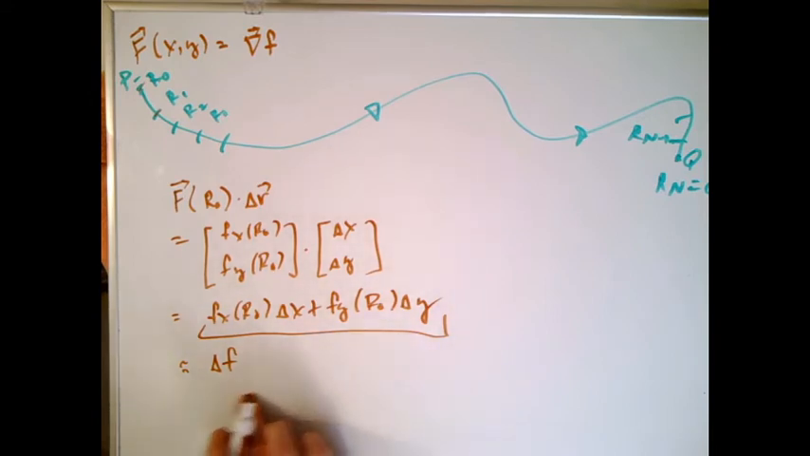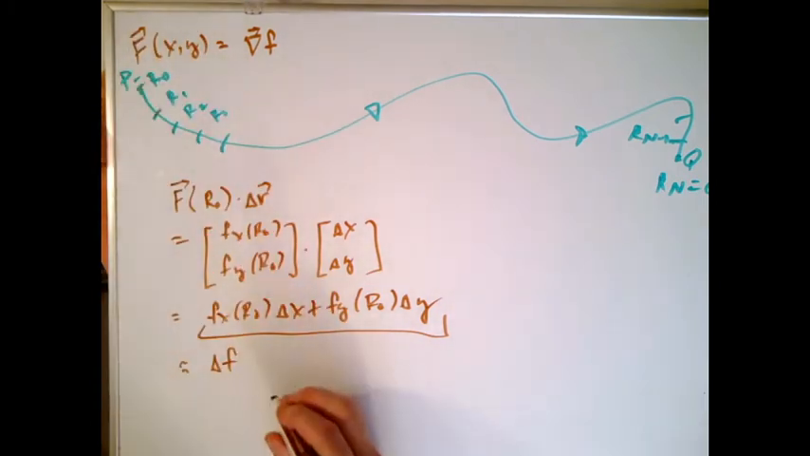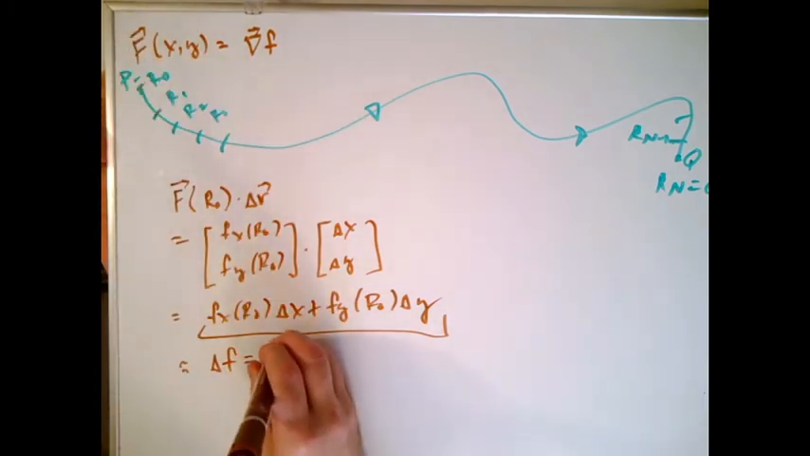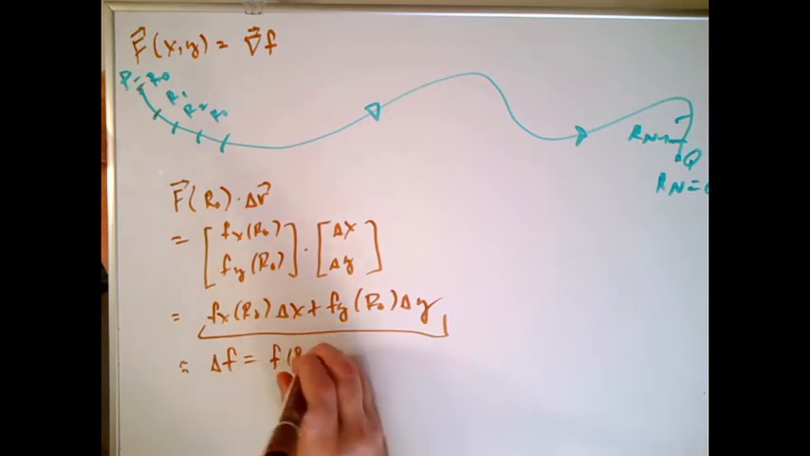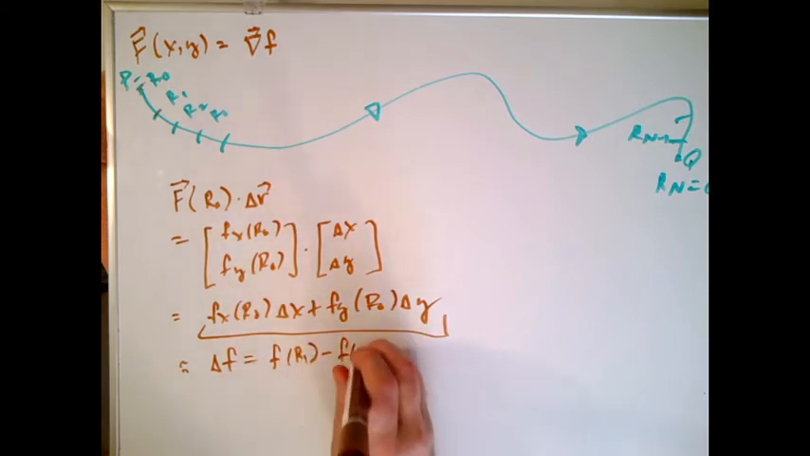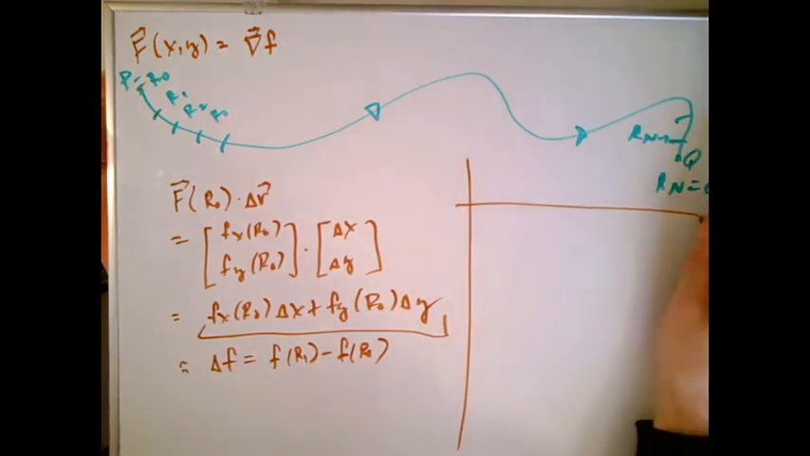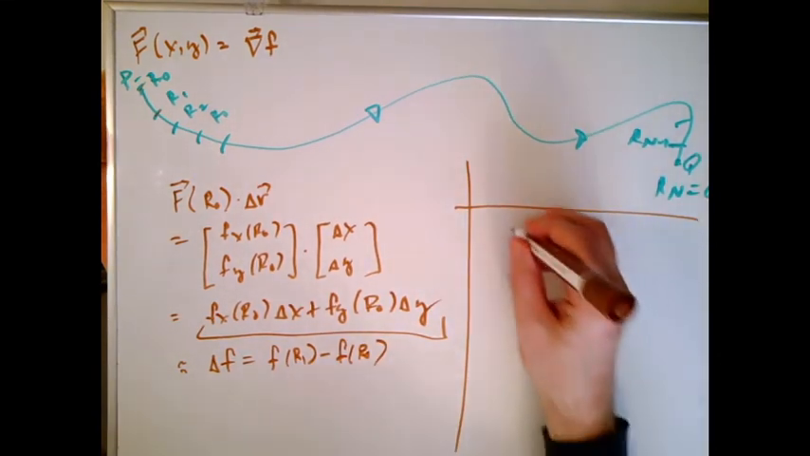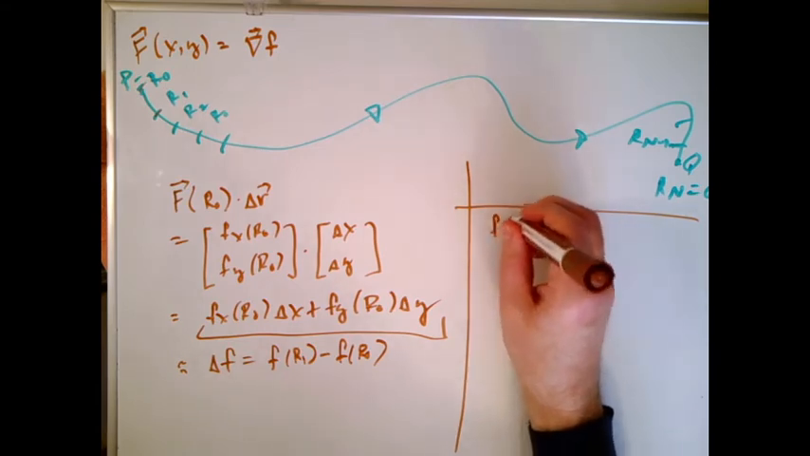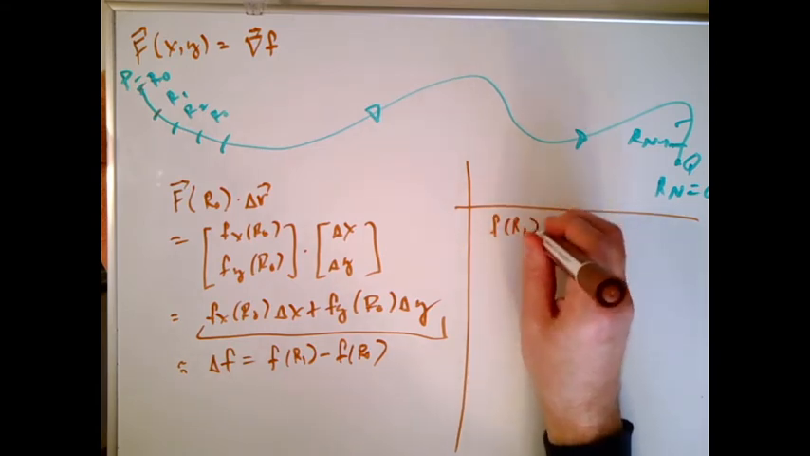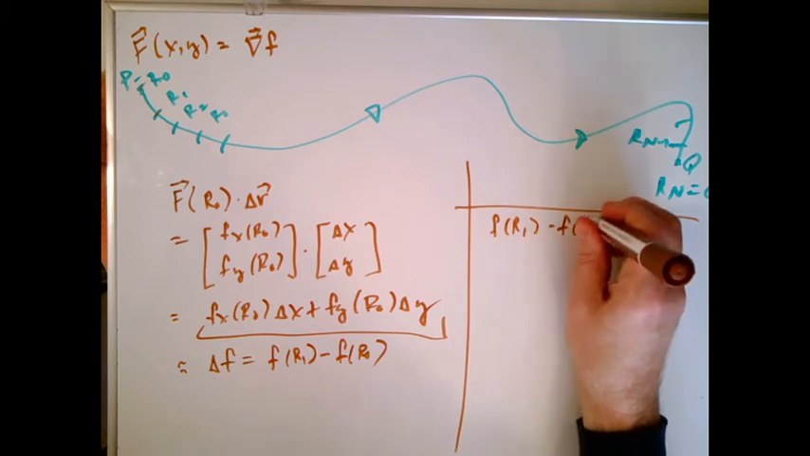It's the change in the function values between which points? Well, just between R naught and R1. So this is going to be f of R1 minus f of R naught. So that's going to be the work done by these arrows along that first little segment. So I'm just going to write that over here. That's going to be f of R1 minus f of R naught.